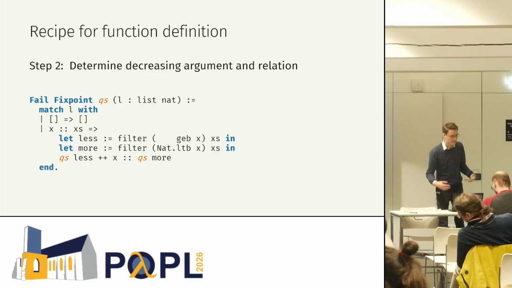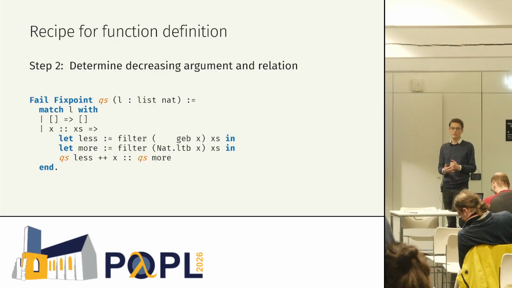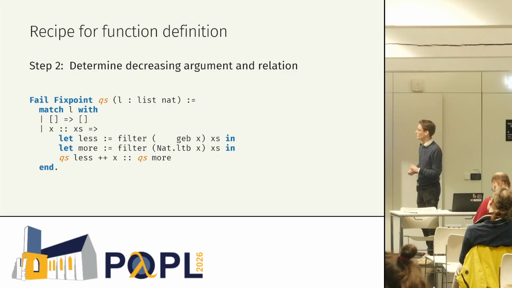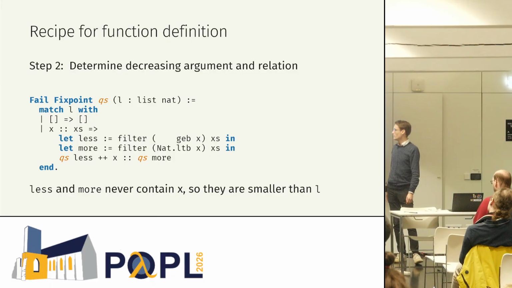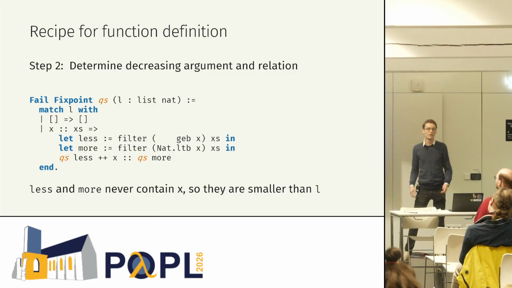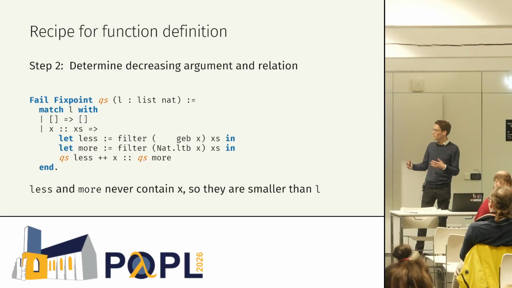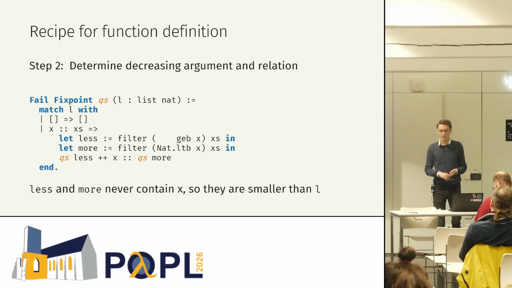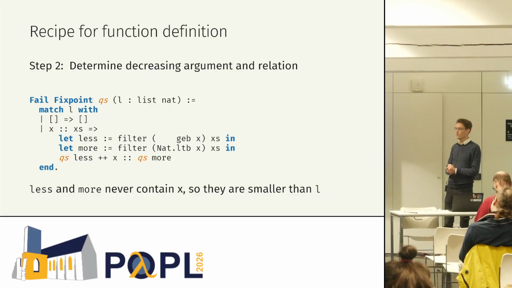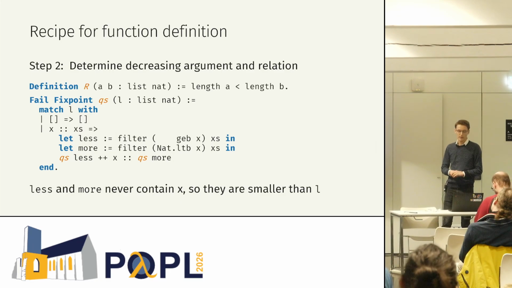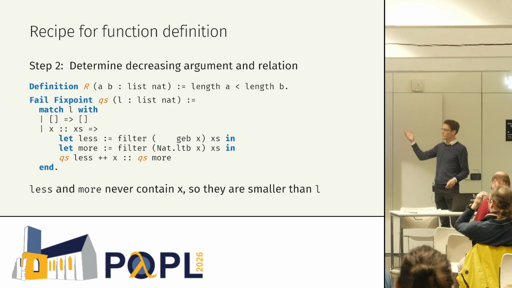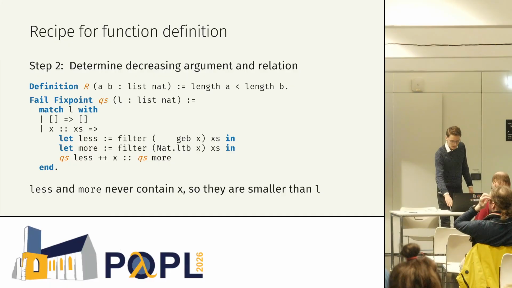First, we must determine, of course, why at all this function terminates. It's not that hard to see, because less and more, in this case, never contain the pivot x, so they are strictly smaller. More precisely, if you compare these lists by their length, then they strictly decrease in every recursive call. And that's why we'll define the relation on our lists as follows. We compare them by length.